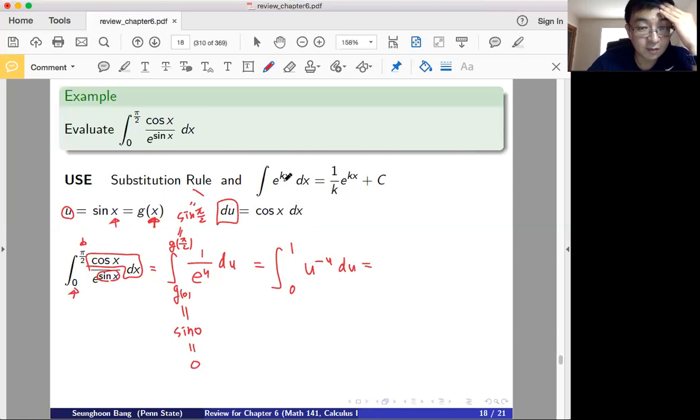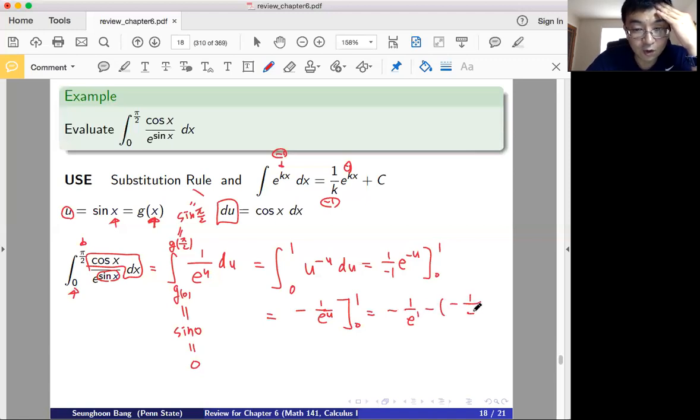So how can you find the antiderivative? Here, k is minus 1. You plug minus 1 into k. Okay, you can use this rule. Exactly, 1 over minus 1 times e to the minus u from 0 to 1. This is the same as minus 1 over e to the u, changing to the positive exponent, from 0 to 1. You plug in 1: negative 1 over e to the 1 minus negative 1 over e to the 0. This is minus 1 over e, and changing the sign, e to the 0 is 1, just 1. The answer is 1 minus 1 over e. So we have this answer.